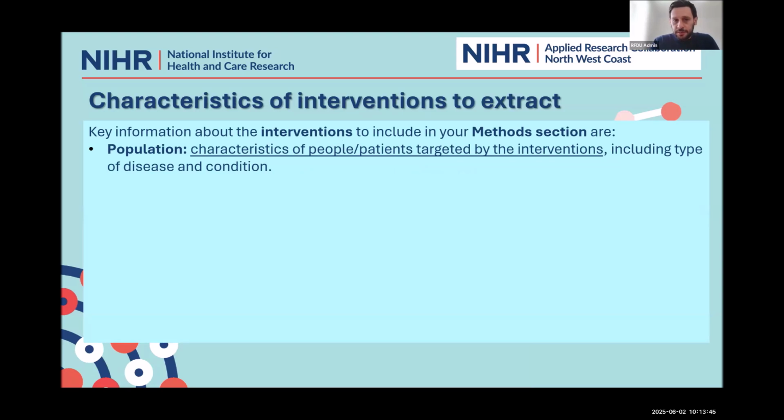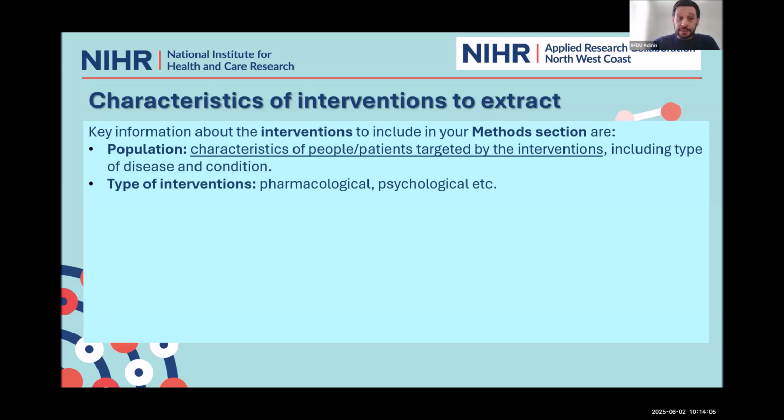Population is the people, the patients who are going to be targeted by the intervention. So it could be, for example, people with stroke, people with diabetes, smokers. And so you will need to find information about the type of disease and condition which affect that particular population.